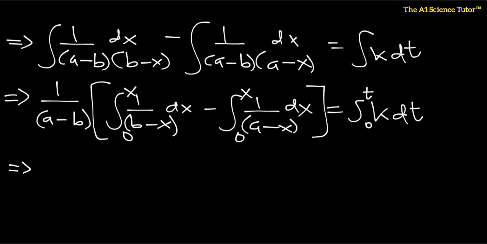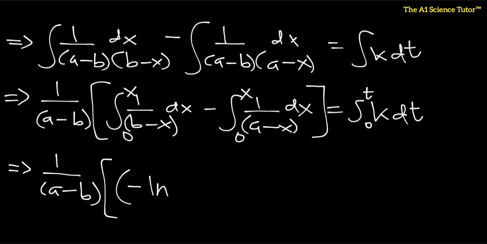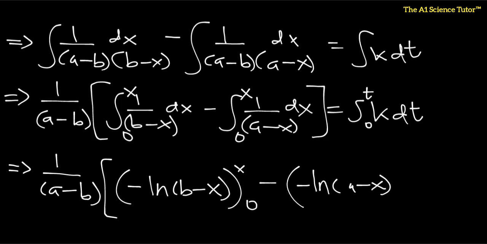So this is going to be 1 over a minus b, and this will be, I think I'm going to use this one. Yeah, something like this. So this will be minus ln, and this will be b minus x, right? And so this actually needs to be at the upper limits of x and lower limits of 0. And on this side, we have a minus with the answer, which should still be negative ln, and this is going to be a minus x, right? And this will be x and 0.